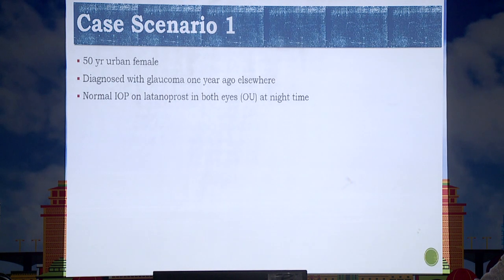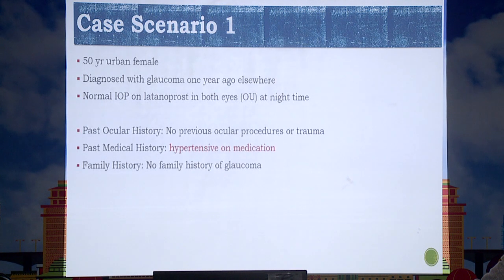Now, starting with a case of a 50-year-old female patient who was diagnosed with glaucoma 1 year back. She had normal intraocular pressures on one anti-glaucoma medication which she was using. The past ocular history had nothing significant, except that past medical history revealed that she was hypertensive on medication, and there was no family history of glaucoma. But because recently she had a progression of glaucoma, she was referred to us.